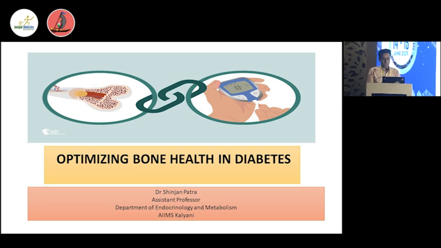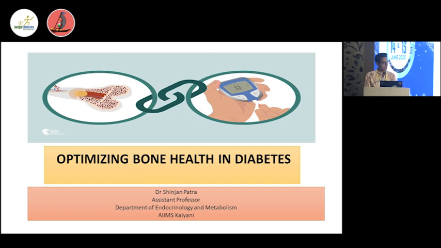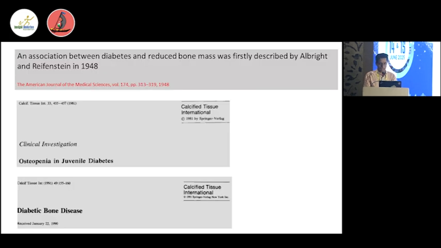So the important thing, we'll talk about optimizing bone health and diabetes. I'll try to help whoever is present here at the conference understand what bone diseases can happen in diabetes and how we can manage them. Bone mineral density alterations or poor bone quality in diabetes were reported way back in 1948, then in 1981, and then in 1991. So the concept of low bone mineral mass in diabetes has been there for the last 60 to 70 years.